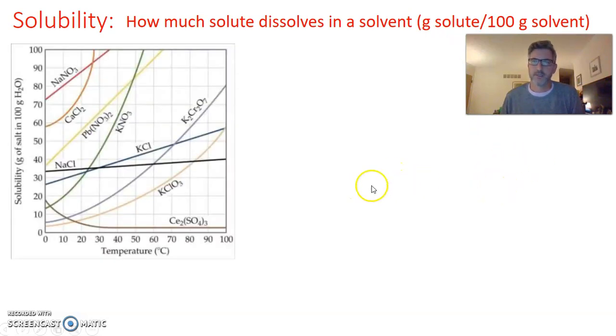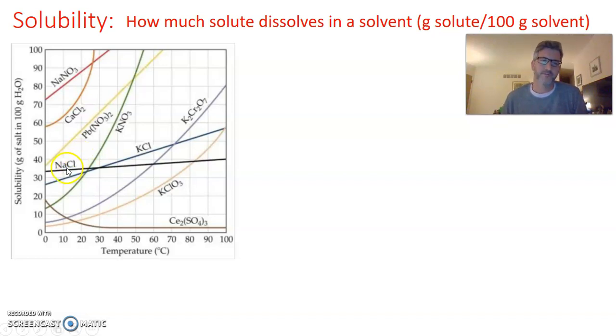So if we've seen this sort of a graph before, just a whole lot of different salts, from sodium nitrate, calcium chloride, table salt, a whole bunch of different salts here, showing how much they dissolve in 100 grams of water at different temperatures. So for example, at 20 degrees Celsius, it looks like we can dissolve about 35 grams of table salt, sodium chloride, for every 100 grams of water that we have.